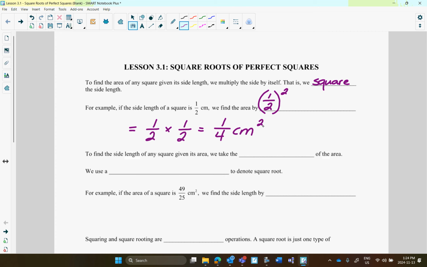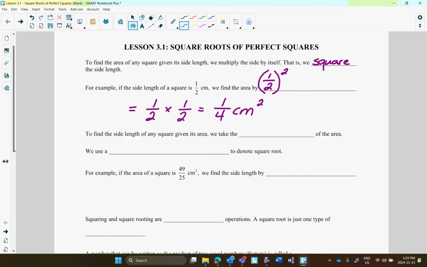So if we take a number and square it, we get another number. What about if we want to go from that number back? We want to do the reverse of squaring. Well, the reverse, or what we call the inverse, is the square root. And that's the little symbol that looks like that.